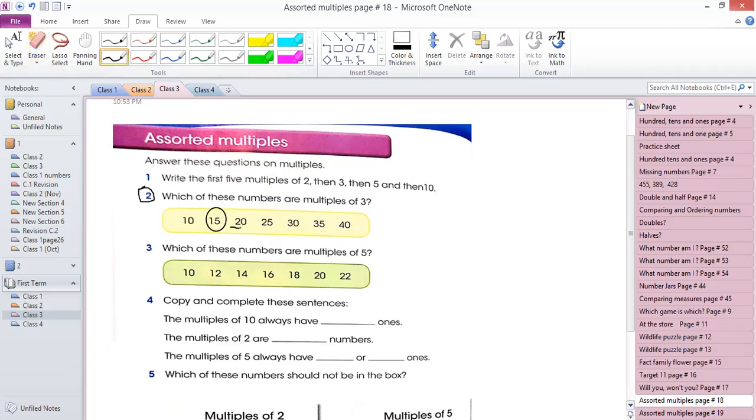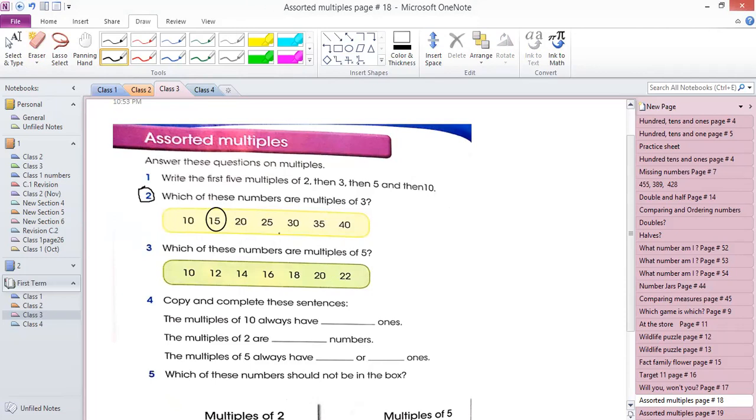And what about 20? Tell me about 20, guys. Is it a multiple of 3? No. Very good. 20 is not a multiple of 3 because it doesn't come in the table of 3. In the table of 3, it is 18. After 18, it is 21. So you don't need to circle 20.